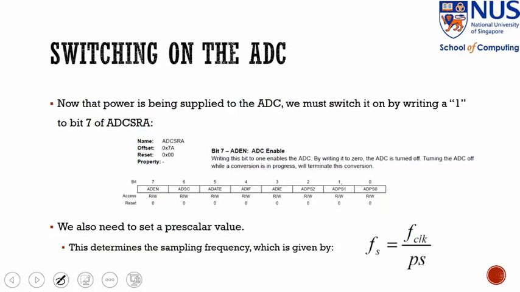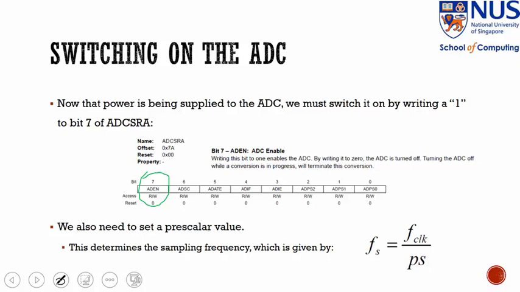The next is to enable the ADC. So I need to write a 1 to bit 7 over here. This will enable the ADC, that means sort of turning it on. Once we do that, we need to select the prescaler value.